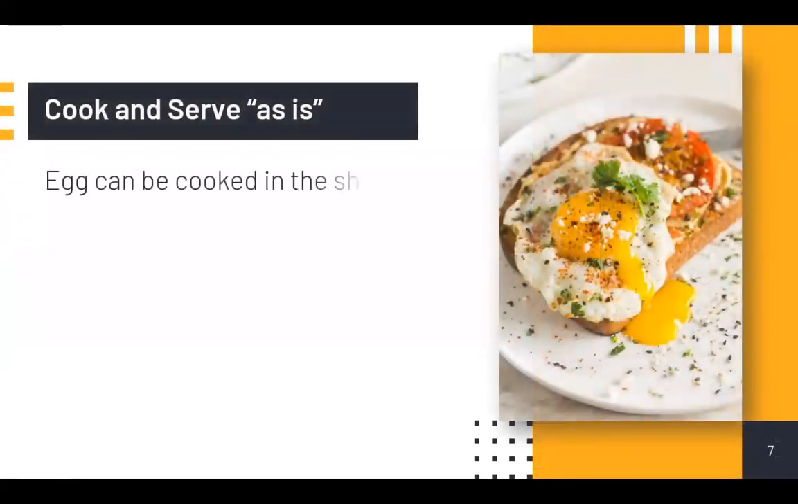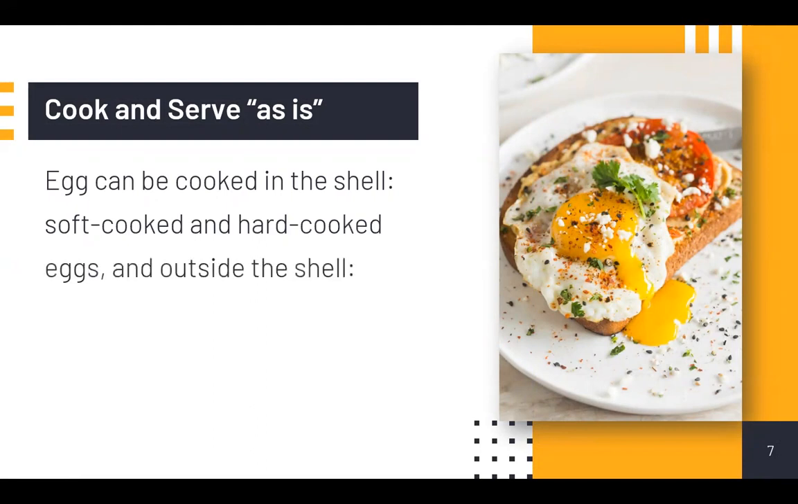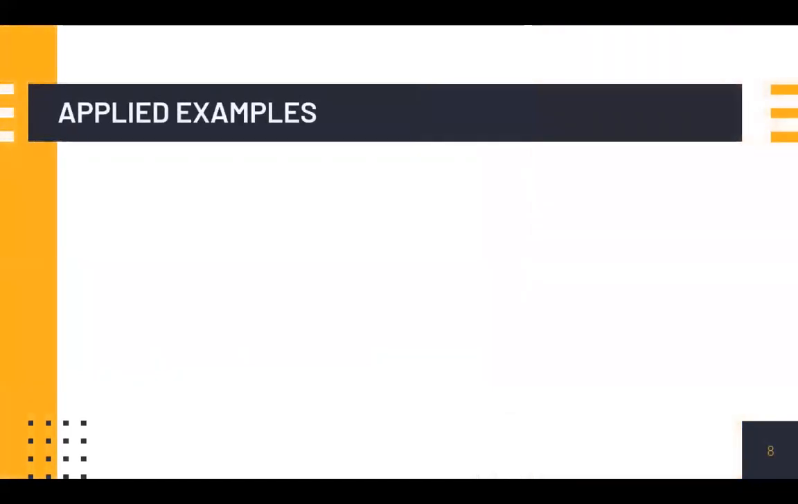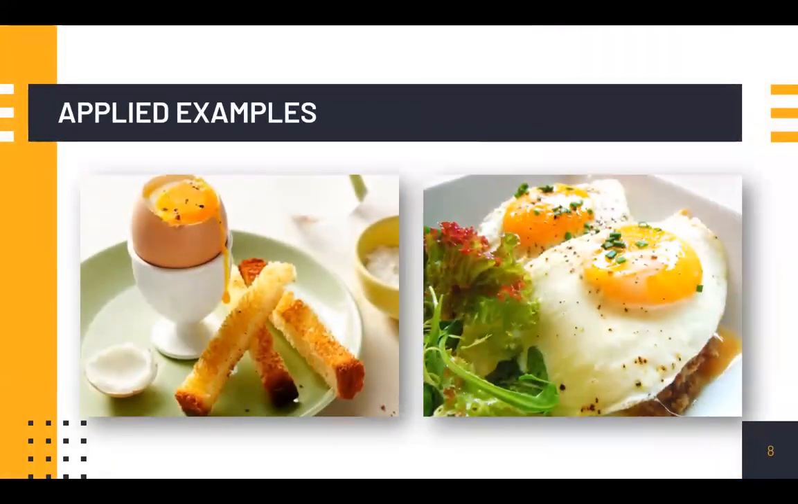First is, egg can be cooked and served as is. When it comes to cooking and serving egg as is, always keep in mind that we have two major ways on how we can cook the egg. The first one is cooking the egg inside the shell, which includes soft cooked and hard cooked eggs, and cooking the egg outside the shell, such as poached egg, scrambled egg, fried egg, omelette, and baked egg. And here are the applied examples.